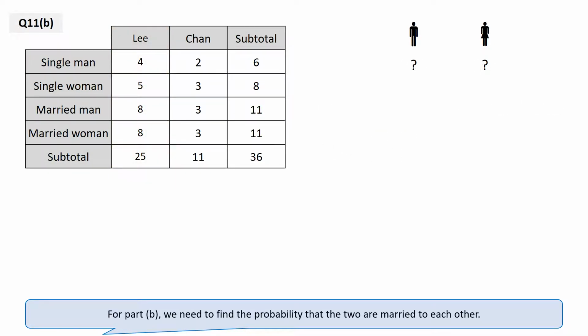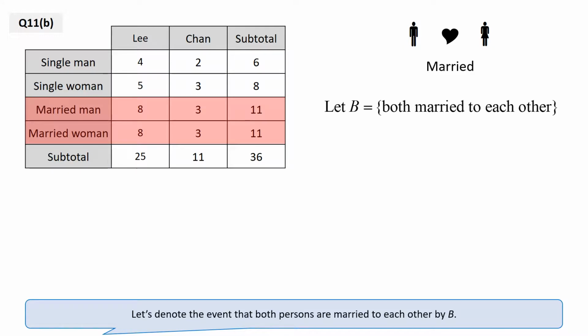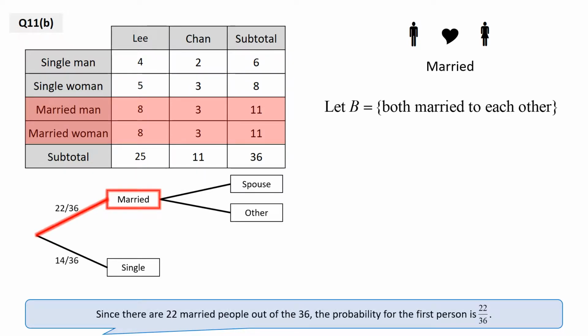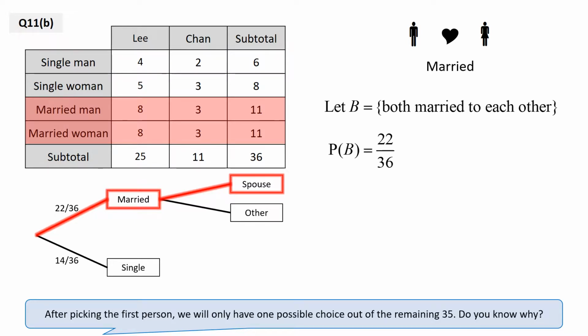For part B, we need to find the probability that the two are married to each other. Let's denote the event that both persons are married to each other by B. We can use a partial tree diagram to visualize the selection. Since there are 22 married people out of the 36, the probability for the first person is 22/36. After picking the first person, we will only have one possible choice out of the remaining 35.